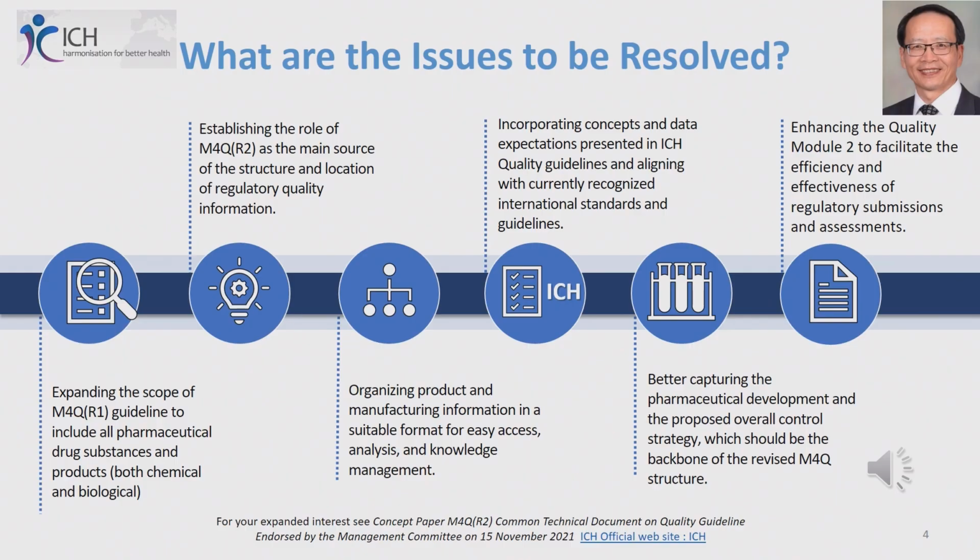We need to enhance Module 2 to improve submission efficiency for industry and assessment. Critically, we need to incorporate all the concepts and data expectations from the ICH quality guidelines, such as Q8 to Q14. We need to align with internationally recognized standards. Finally, we need to expand the scope to include all pharmaceutical drug substances and drug products, whether biological or chemical, to ensure comprehensive coverage.